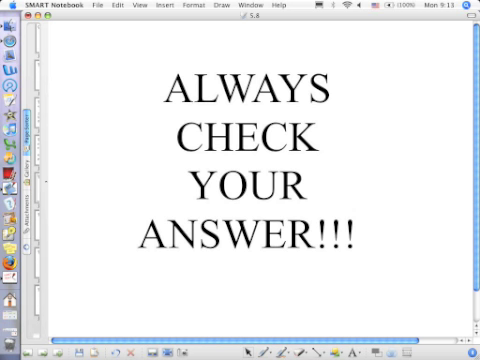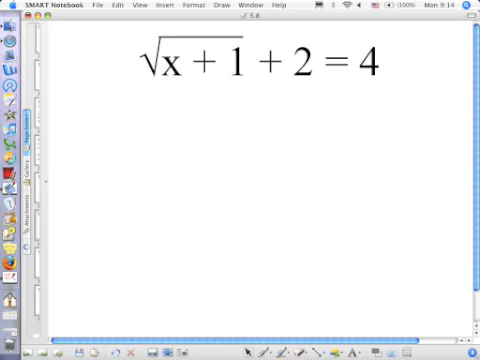And then finally, always check your answer. That's not just to check your math. Sometimes it may not work out. Sometimes you may get a solution, and when you plug it back in, it's not actually true, which means that there's no real solution. Okay, so always check your answer. Now, here's the first problem we're going to try.